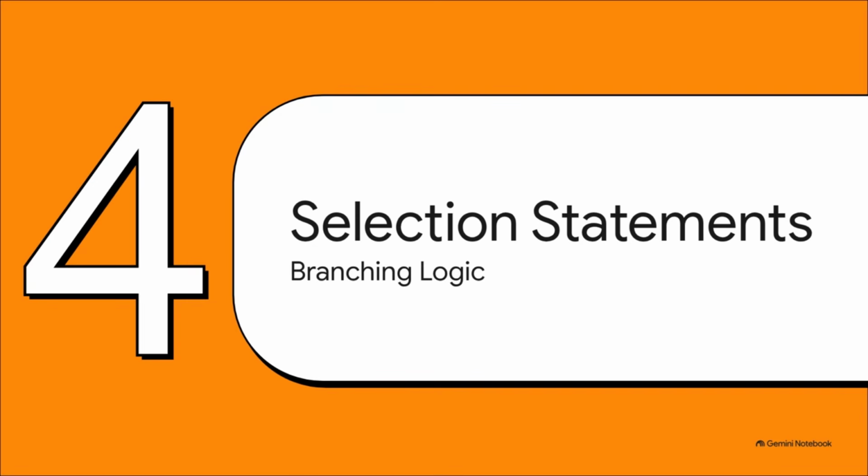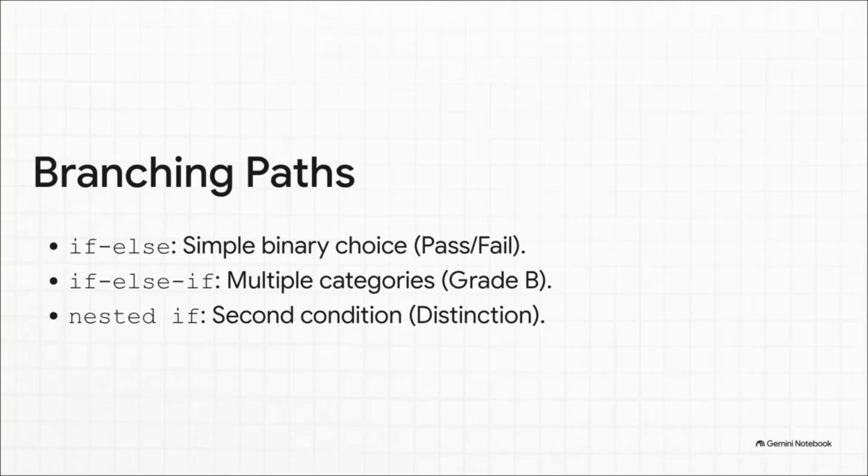Section 4. Selection statements. Branching logic. Now that our data is securely in memory, our program needs to actually make decisions based on it. And this brings us to branching logic. We use a simple if-else for basic binary choices, like pass or fail. But for multiple categories, we need an if-else-if ladder. Let's trace this for a student mark of 78. The program first checks, is 78 greater than or equal to 90? Nope, it fails the A grade check, so it drops to the next rung down.